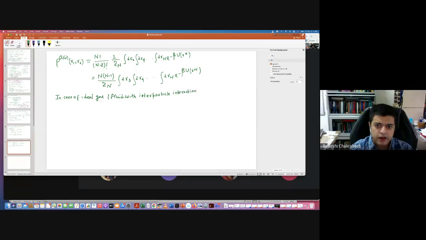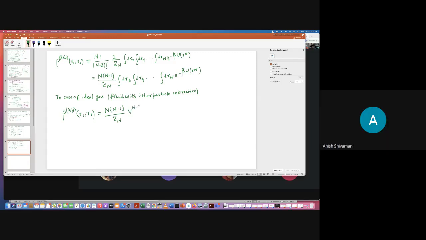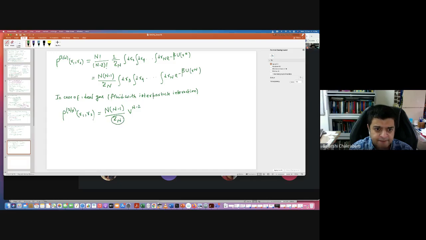Yes. So if you are in a situation where this will give me n into n minus 1, zn, sorry, not z to the power of n. And this is exponential of 0, which is 1. And then how many integrals are there? N minus 2. And each is of how much? It is V. So V to the power n minus 2. And what about this zn? V to the power n.